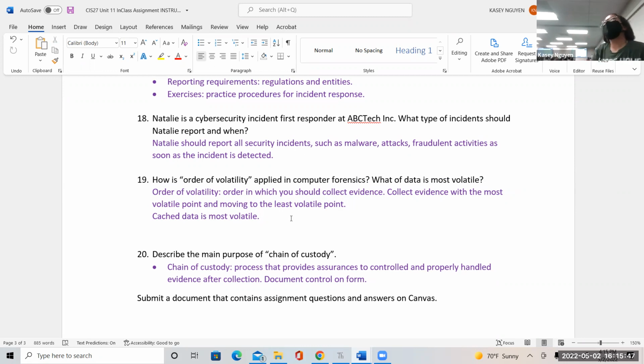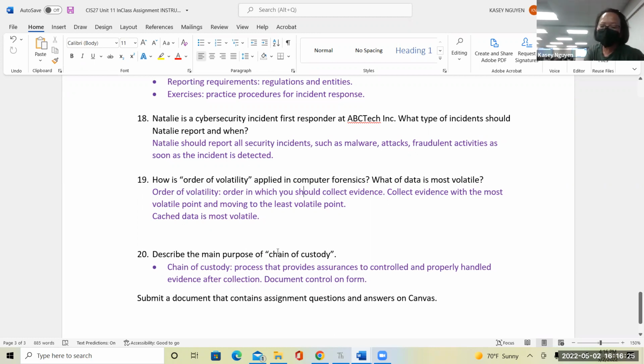And when you collect your evidence, you have to document what you collected, who collected it, and when you collected it. Take a picture, right? Make a backup of a backup. You create an image and then a backup of the image, because you don't want to modify the actual system and contaminate it. So that is the chain of custody. It provides the assurance that we control the evidence that we collect. And in 27A, it will talk about all of these things in detail.